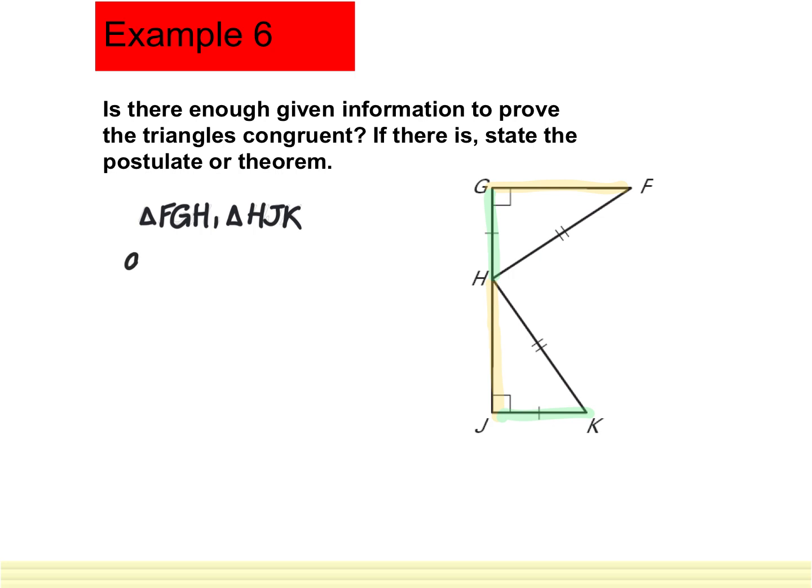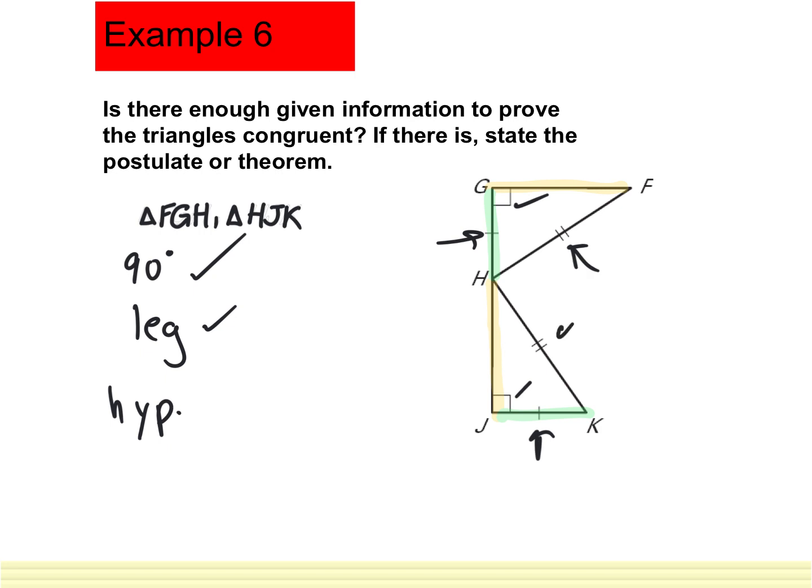Now, again, let's go through the checklist. 90 degree? Yes. The same leg. It's in the green. Leg. Amazing, they're both marked. Yes. Hypotenuse. It is given with 2 tick marks. Yes, across from the 90. Amazing. All 3 requirements are met. So this is true. It does have enough information by the HL theorem.